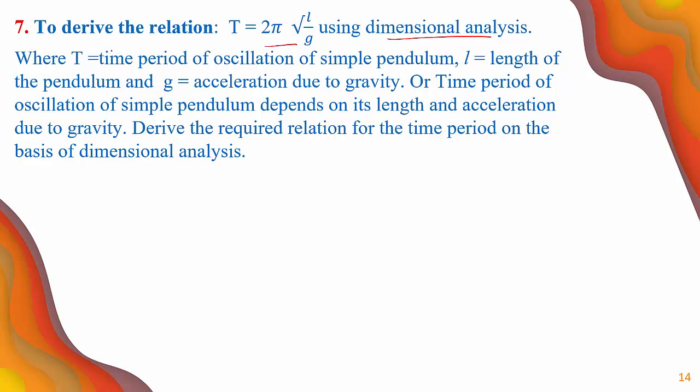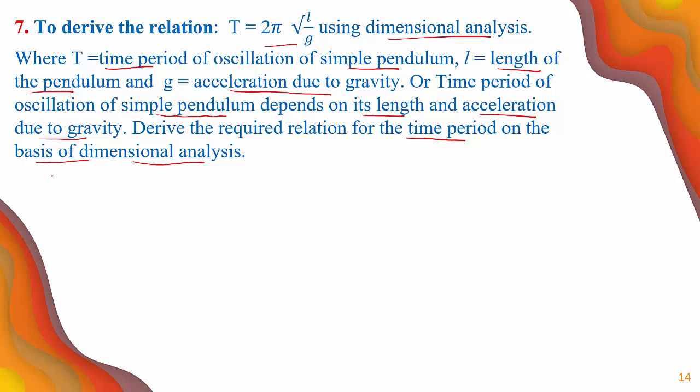Here T indicates the time period of oscillation of a simple pendulum. L is the length of the pendulum. g is the acceleration due to gravity. The time period of oscillation of a simple pendulum depends on its length and acceleration due to gravity. Derive the required relation for the time period on the basis of dimensional analysis. Yes, try to solve this problem yourself.